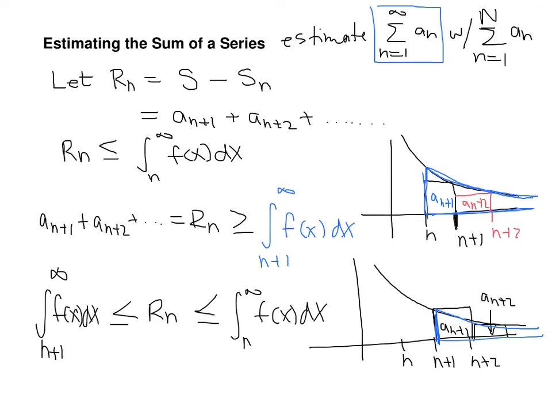So if I wanted to figure out the possible error or the remainder in the first 100 terms, it'd be less than the integral from 100 to infinity of f of x, and bigger than the integral from 101 to infinity of f of x dx. So that is summarized in the following slide.